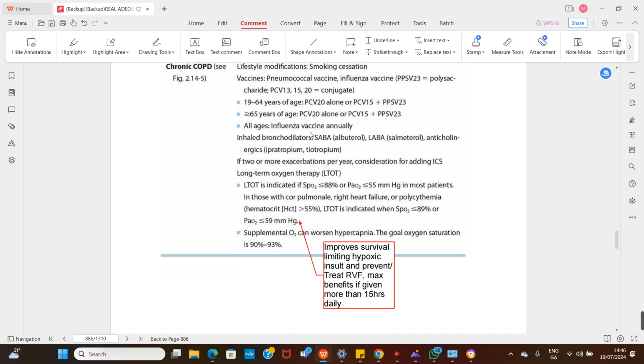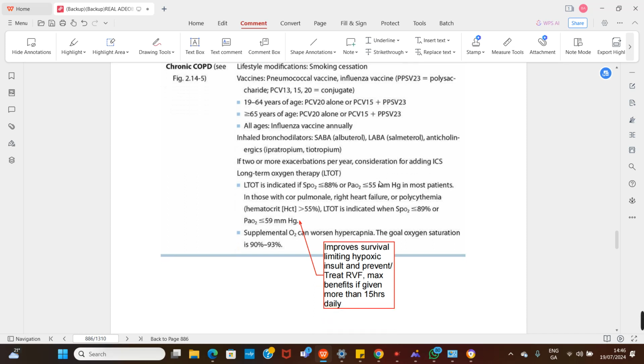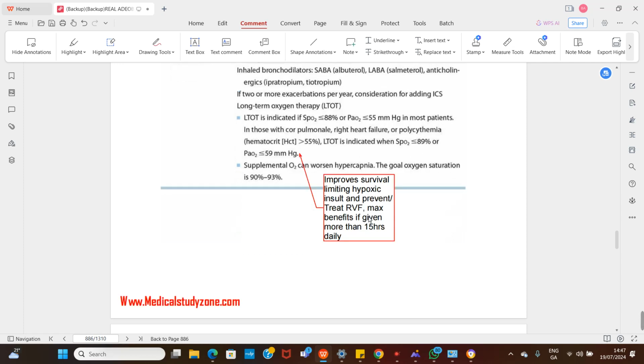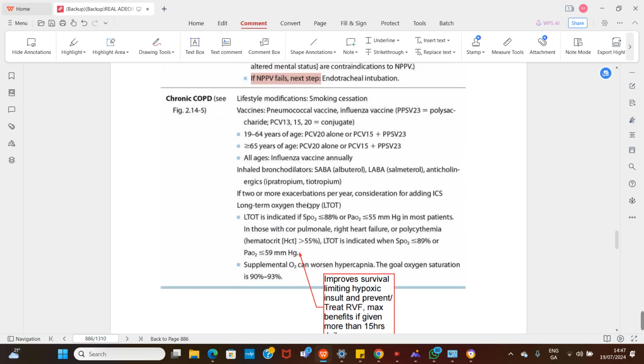So for all ages, give your influenza vaccine annually. Sometimes you might also need to place them on inhaled bronchodilators just to keep that airway patent. They can use their SABA, their LABA, anticholinergics. And if they have 2 or more exacerbations in a year, you must consider adding ICS. We are going to talk about this down the line.